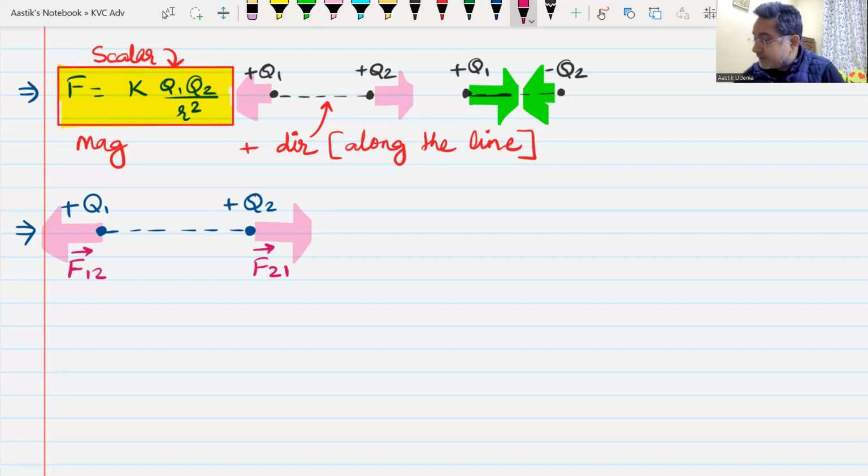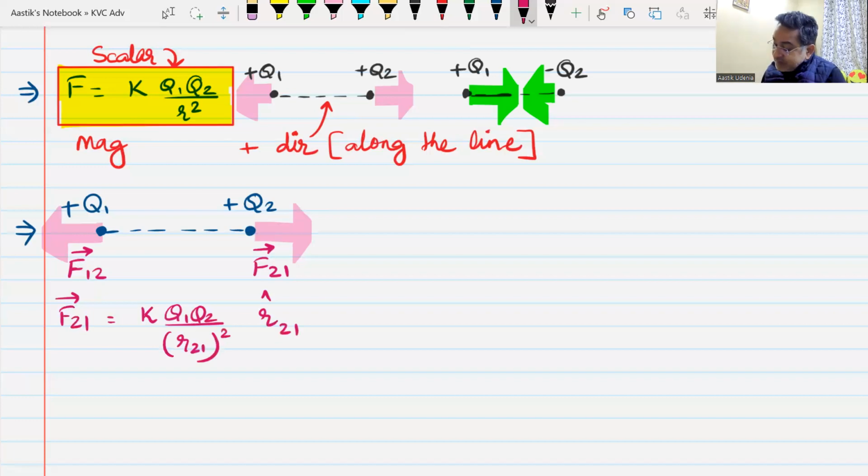That's it. How do I write F21? F21 vectorially can be written as k times q1 q2 divided by r21 squared, multiplied by unit vector r21. When I write r21, it only means the magnitude. Do we understand this? You understand the meaning of unit vector r21? Yes, sir. It's a vector directed from 1 to 2 divided by the magnitude of the vector itself. Do we understand this? Yes, sir.